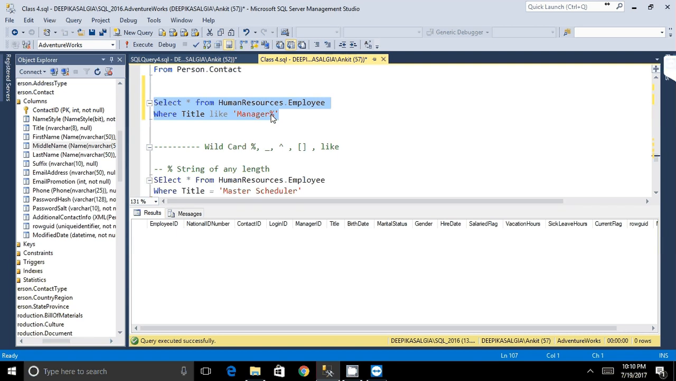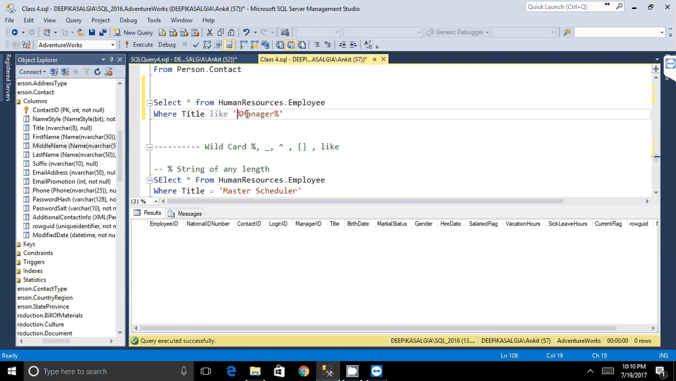But now if I ask you, can you give me all the titles that contain manager? What would you do? Yes, good job. So you're going to put the percent in the front and in the end as well. So it could start with manager, it could end with manager, or it can have manager in between. So if manager is there in the title, you will get all those.